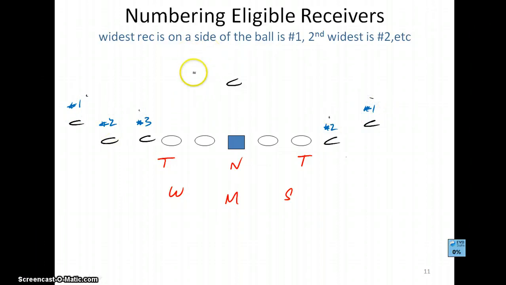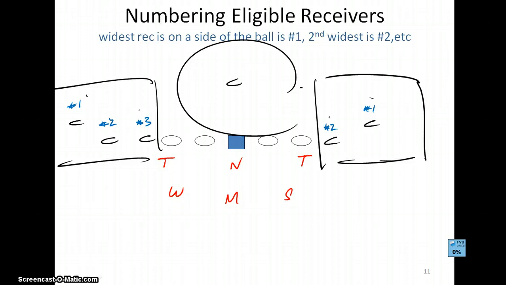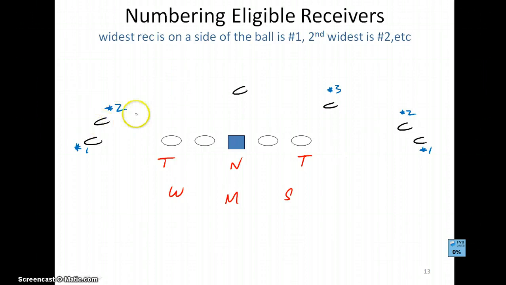This is an empty set. We call this empty because there are no running backs in the backfield. Notice that all 5 of the eligible receivers now are outside the tackle box, and the backfield is empty, with the exception of the quarterback. Again, numbering 1, 2, and 3, 1, 2, again another empty set. Again, different variations of empty, as you see here.